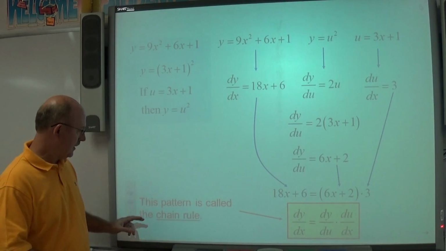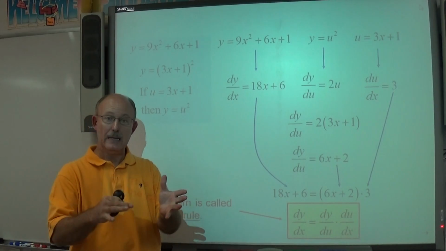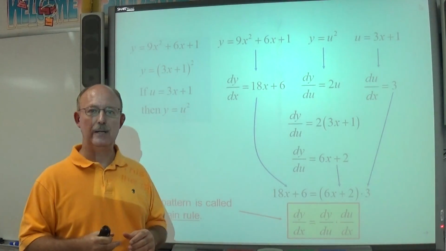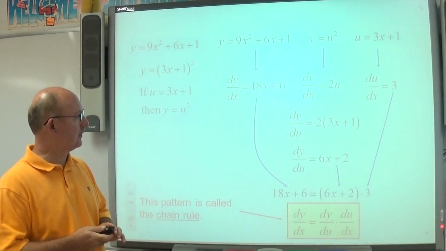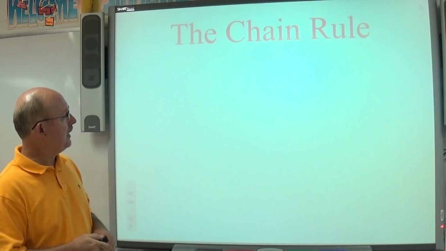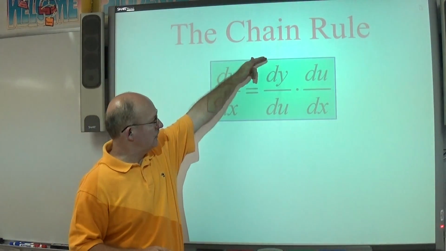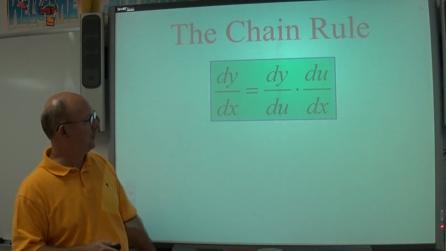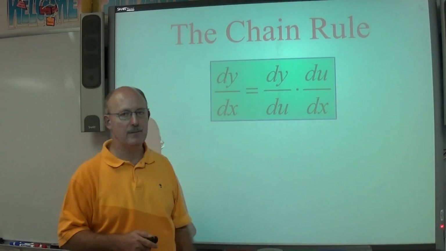Now this pattern is called the chain rule. The reason we call it the chain rule is there are instances where you may have to use the chain rule more than one time to find the derivative of a particular problem. We'll look at an example or two like that on our next video. Now, the chain rule, this is it. dy over dx equals dy over du times du over dx. This is the derivative of the outside function times the derivative of the inside function.